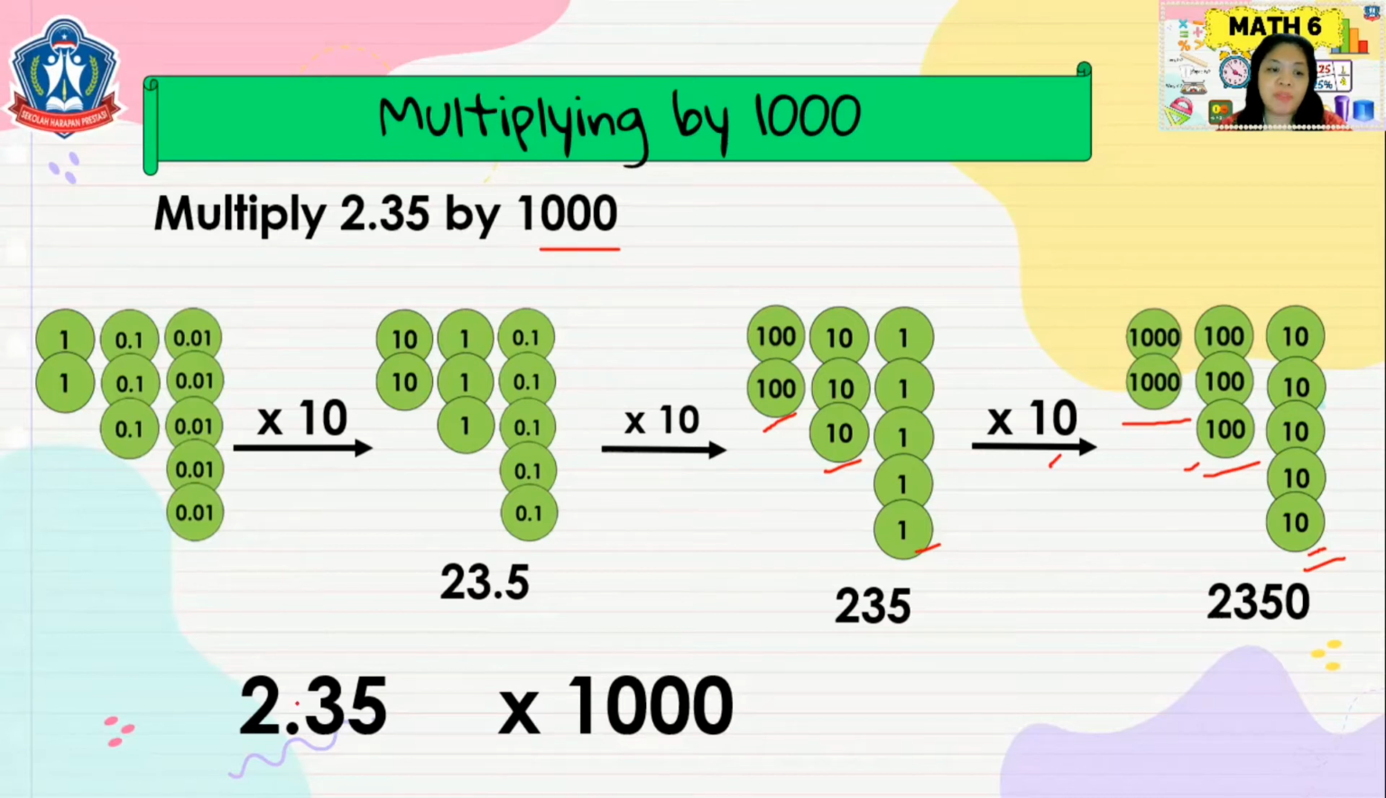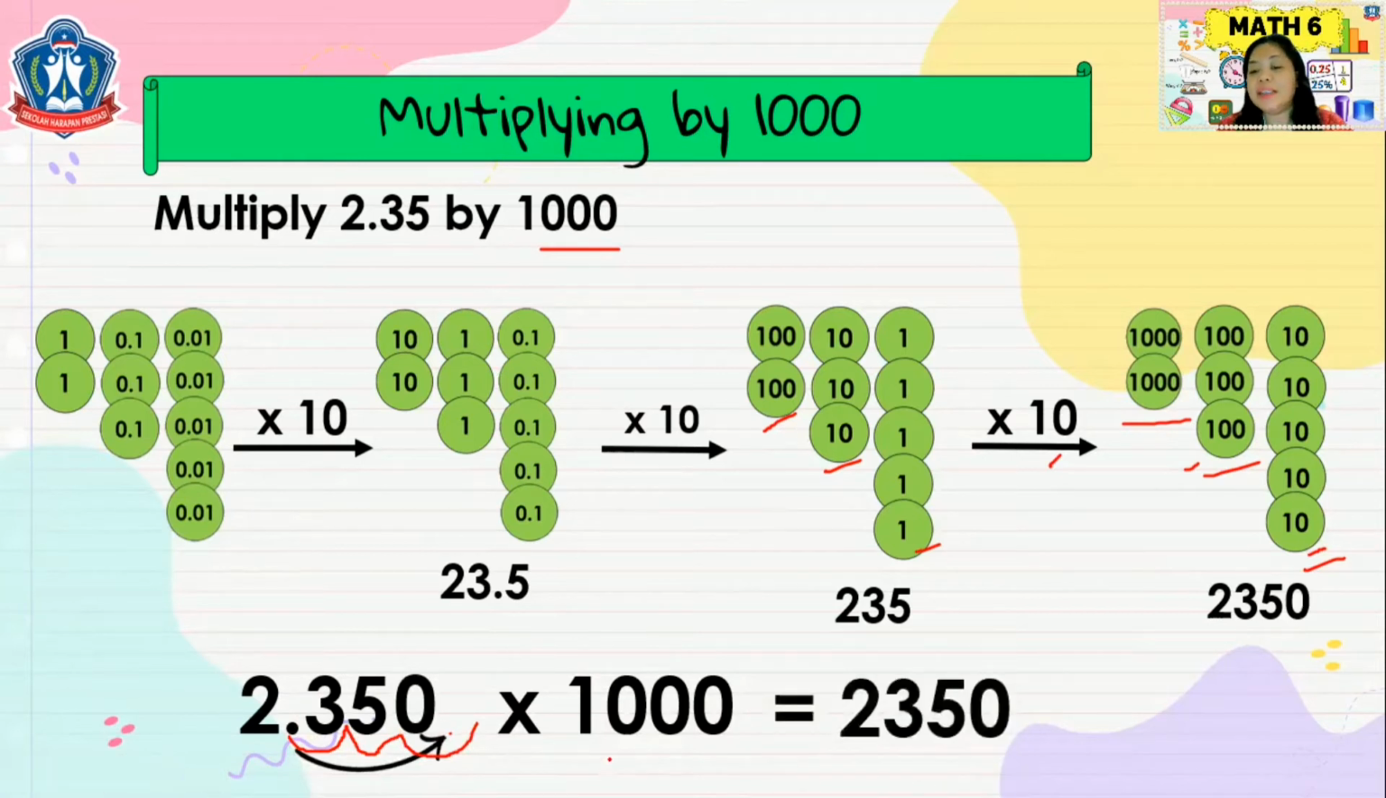to the right. So we have, from here, we move 1, 2, 3. Since we already have 3 decimal places, we will add 0. And our decimal point will move here on the right side of 0. And that is equal to 2350. So children, that's how to multiply numbers by 10, 100, and 1000.